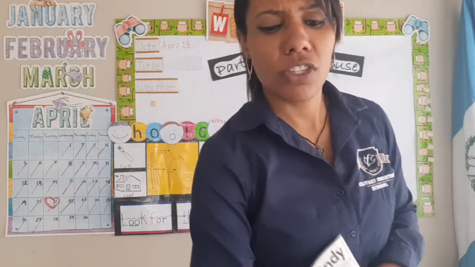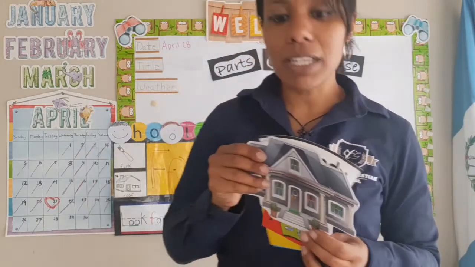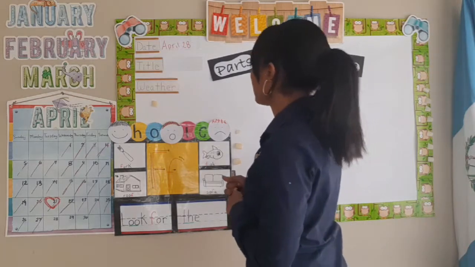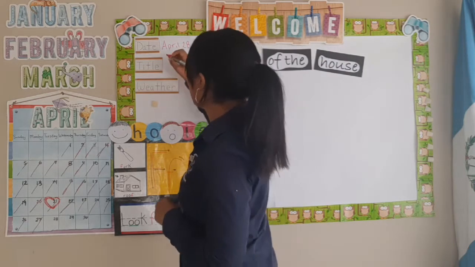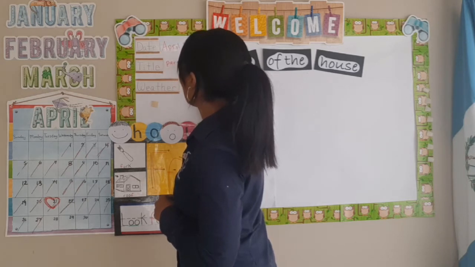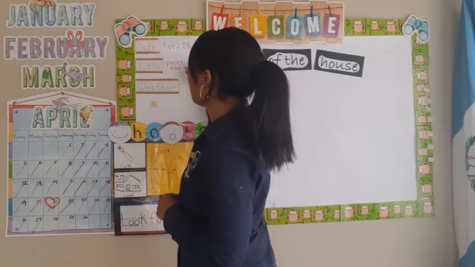And so the title for today, we're going to be learning about parts of the house. So I'm going to show you guys here we have this beautiful little house. Do you guys see the house? Yep, so we're going to be talking about parts of the house, okay? So I'm going to write that here. And we see here, parts of the house.